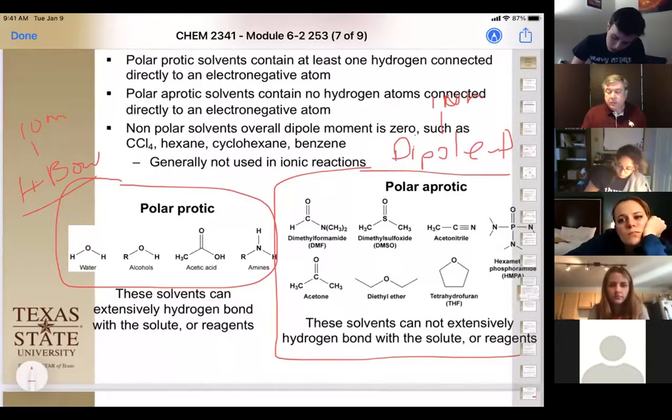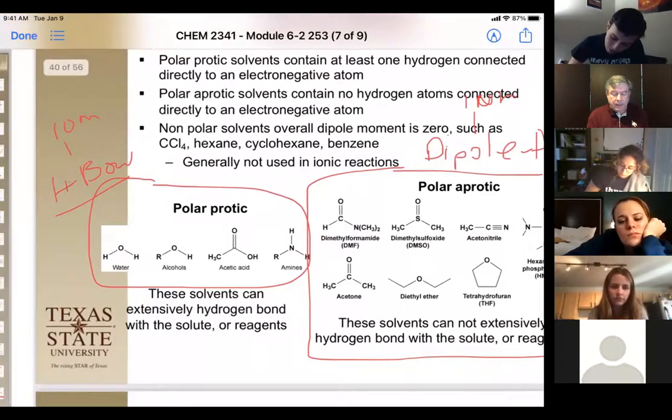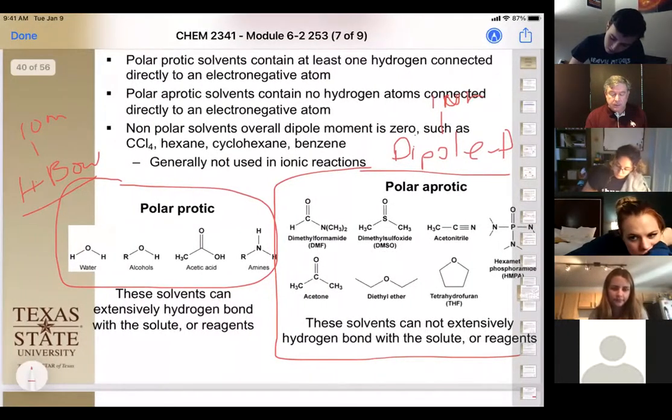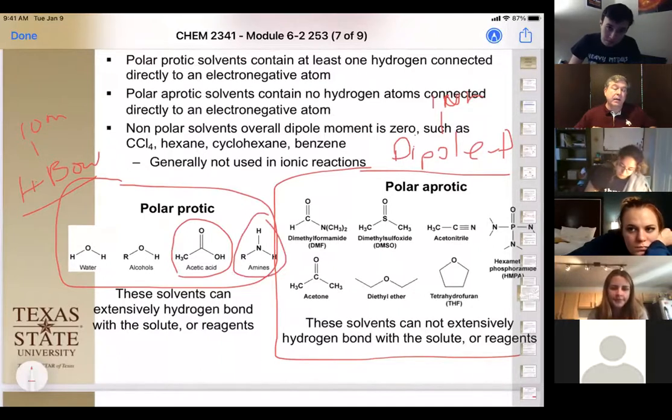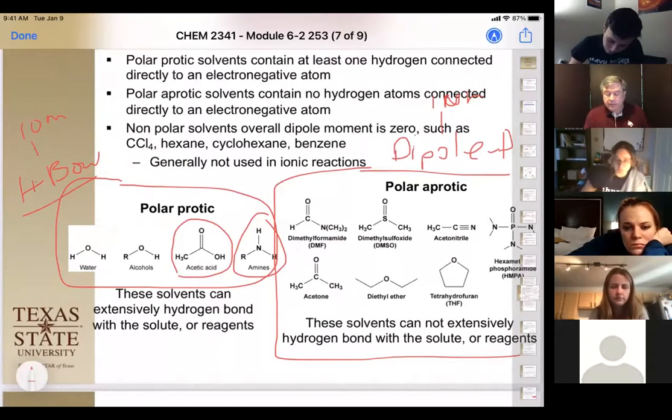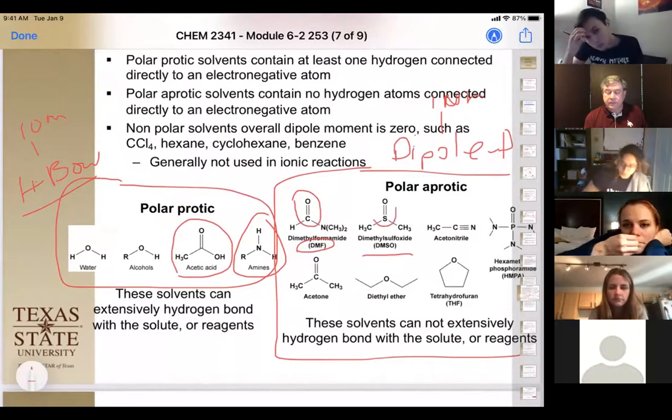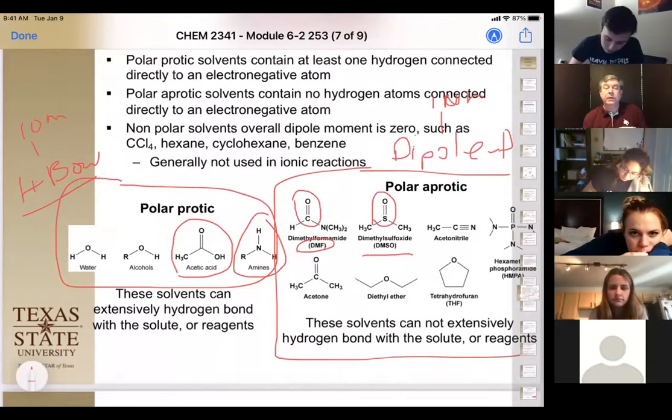Okay, so some of the polar protic solvents we have are water, alcohols, carboxylic acids, and amines if they have hydrogens on them. Some of the polar aprotics are things like this, called DMF or dimethylformamide. We have a nice carbonyl here to give us a dipole. This is called dimethyl sulfoxide, and we have a nice S double bond O.